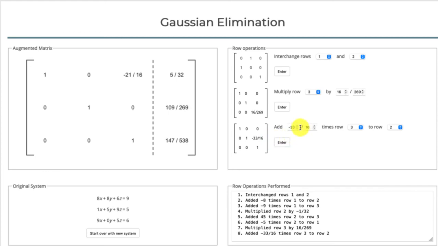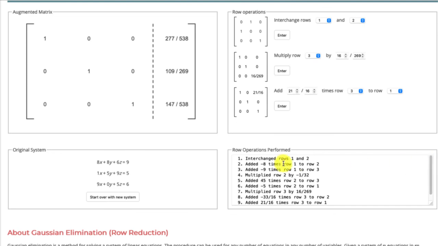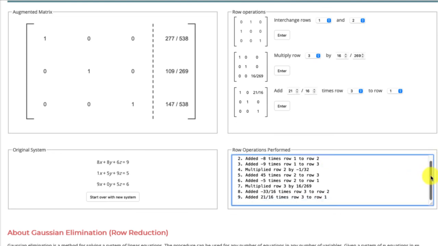Finally, 21/16. Positive 21/16 because we need the opposite, right? 21/16 times row 3, add to row 1, enter. And that's our solution. This is the x value, this is the y value, and this is the z value. And these are the steps that I performed. 9 steps to get it to the end.